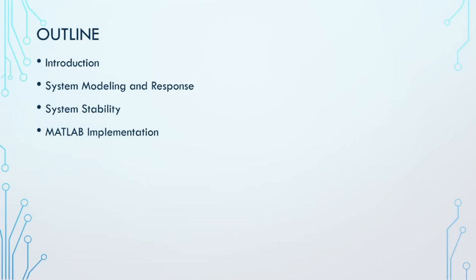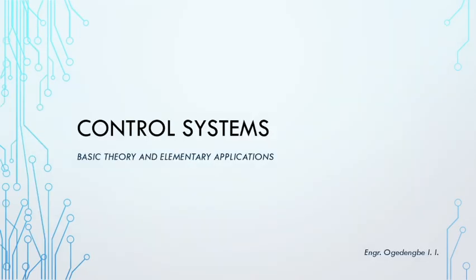Now, I think I should probably give a background on control systems because a lot of you may not have gotten to that level where you really study control systems for what they are. In my university, in my department, control systems is taken by 400 level students. That's year four students, the year before they graduate.